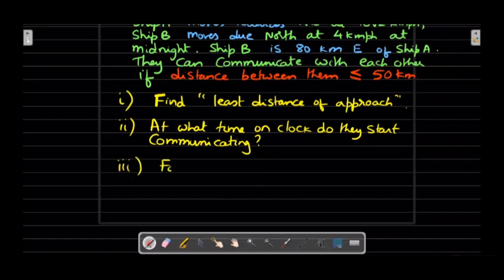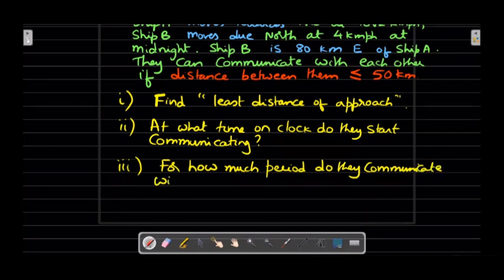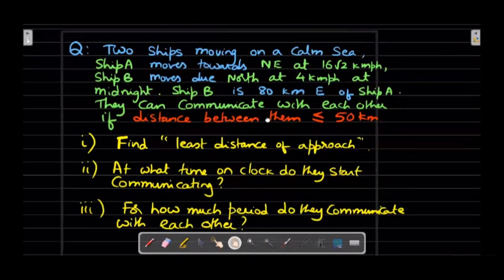For how much time period, similarly, do they communicate with each other? With each other. Okay, right. So these are the 3 questions.